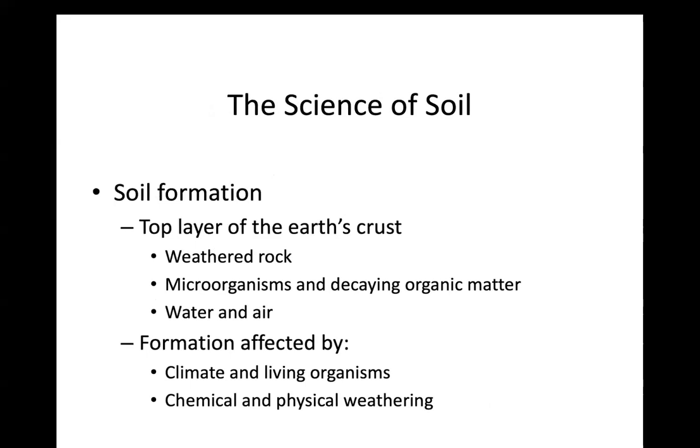Now, if we look at the science of soil, the top layer of the Earth's crust is weathered rock, microorganisms, and decaying organic matter, as well as water and air. The formation is affected by climate and living organisms, chemical and physical wearing. Soil, which is one of nature's basic and essential substances, is oftentimes overlooked and taken for granted. There are many ways in which soil plays a role in our lives. For example, it is a source of minerals and a source of fuel. It's actually the home for many animals, a substrate for maintaining a balanced ecosystem, a place to bury our dead, material for the creation of pottery, and material used to construct buildings, bridges, dams, and manufacture glass.